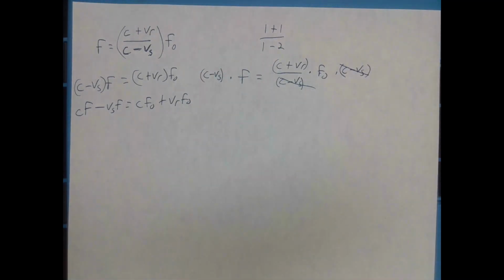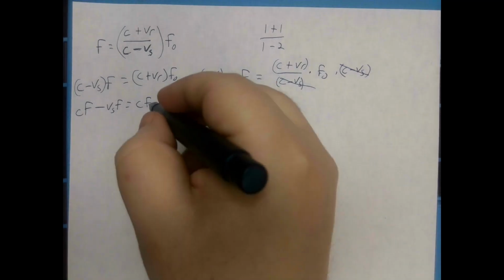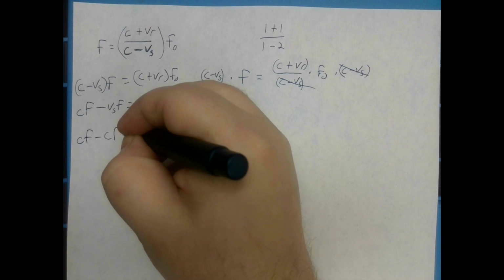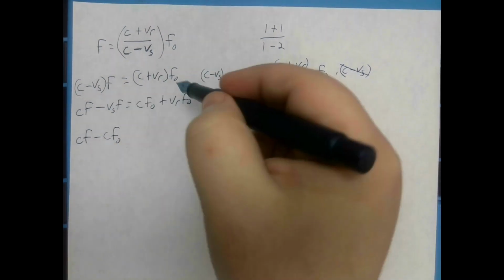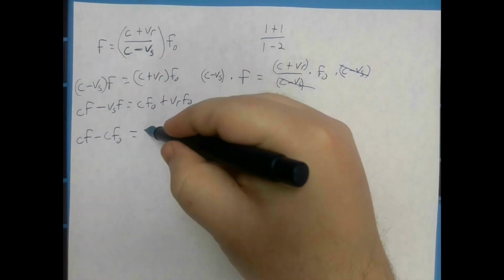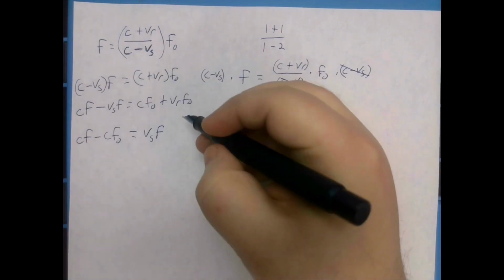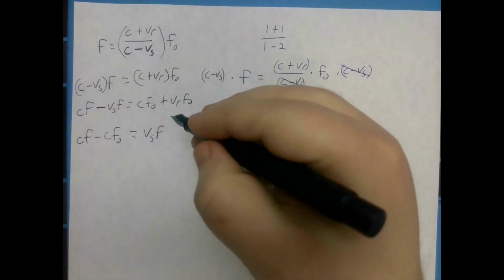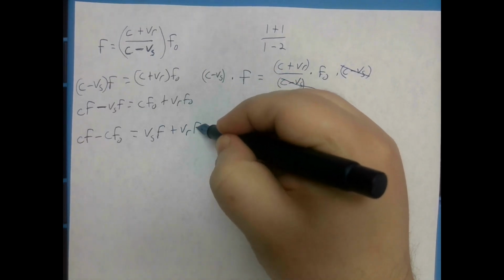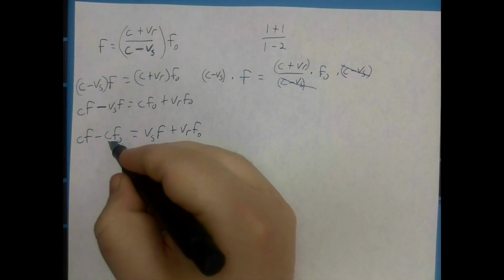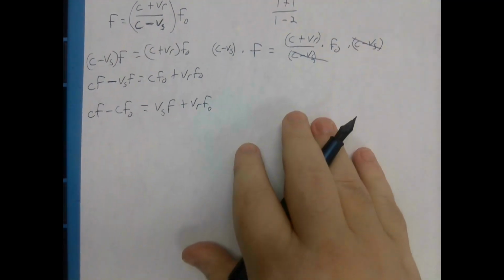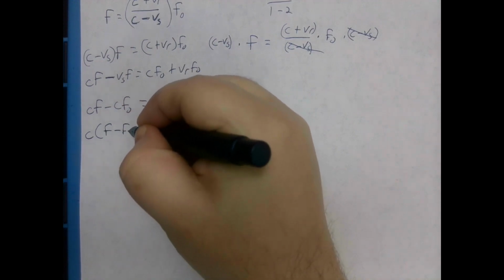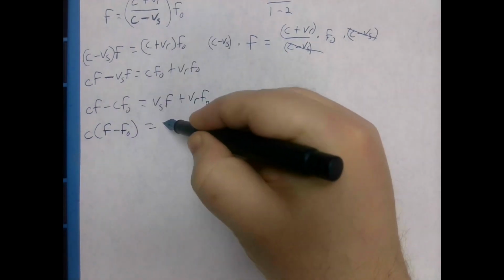And now I'm going to move all the C's to the left and everything else to the other side. So moving this over here, I get CF minus CF naught. Moving this to the right side, I get VSF. It becomes positive over here because this is a subtraction. If I'm adding to both sides, it cancels it out over here. And this has a common factor of C, so you can factor C out, like that.